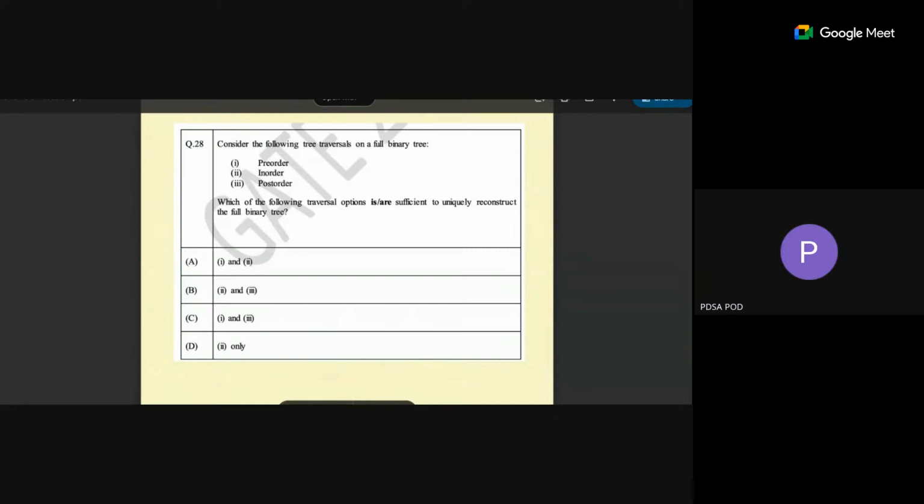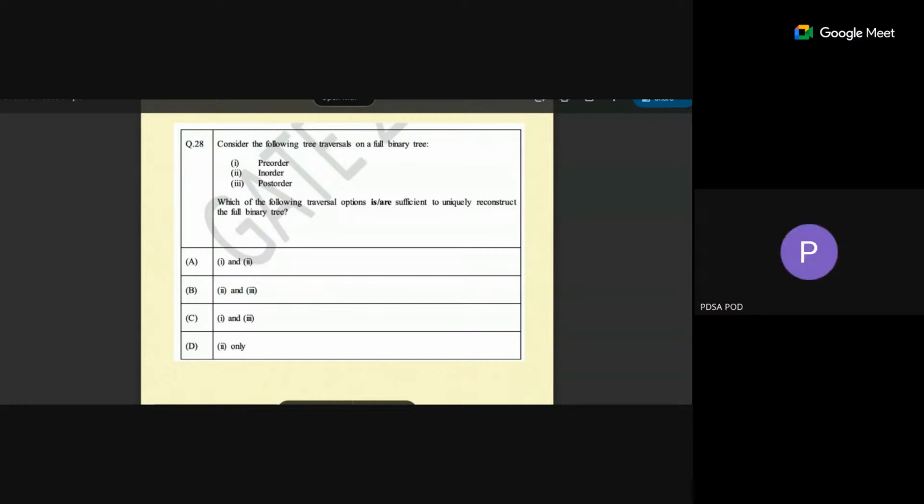So the topic here is the binary tree, not the binary search tree. In a binary search tree we have some order in the elements, but in a binary tree we cannot give any order based on the value. So actually we need at least two traversals, either in-order and pre-order, or in-order and post-order.